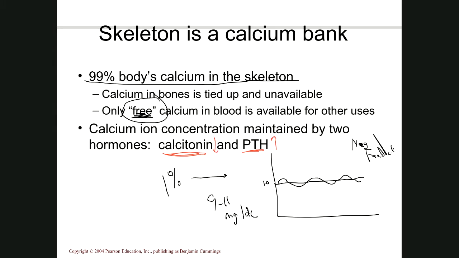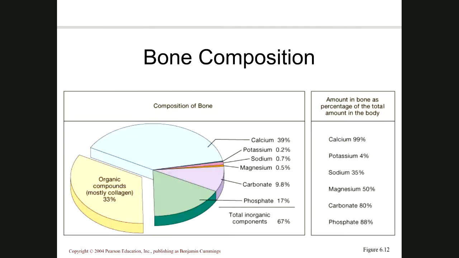So if it falls like this, we're going to release PTH, and PTH is going to make it go back up again. But if it gets too high, we're going to release calcitonin, and calcitonin is going to make it go back down again. So it's tightly regulated between these two hormones. But remember, we're not talking about body calcium, because remember, most of that is in the bones. We're talking about blood calcium, just that 1% that's floating around in your blood.